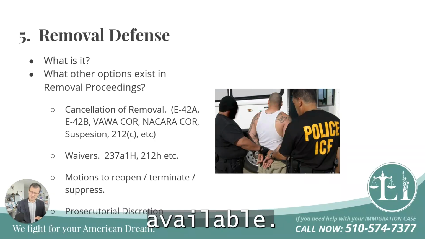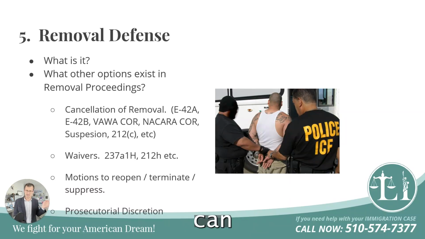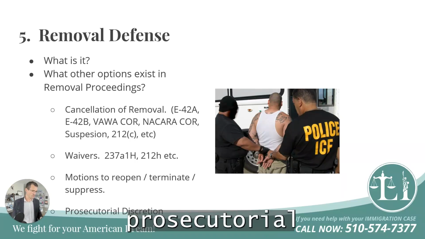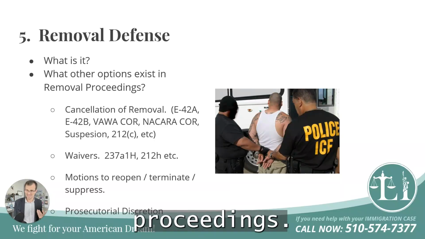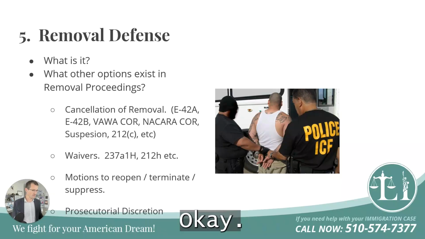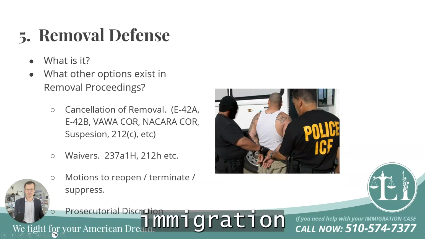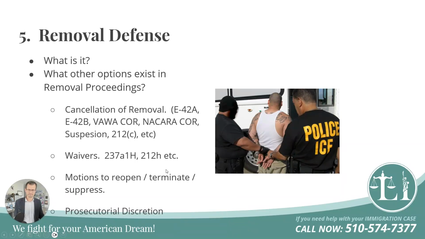There are some waivers available. 237A1H can waive certain types of immigration fraud. 212H waivers can waive certain crimes. There's motions to reopen, motions to terminate and suppress. There's also something called prosecutorial discretion. All of these are options for folks if and when they're ever in immigration proceedings. Sometimes. They are not easy. They are not automatic. Okay? Anybody that's in immigration court should really work with an immigration attorney who knows what they're doing.